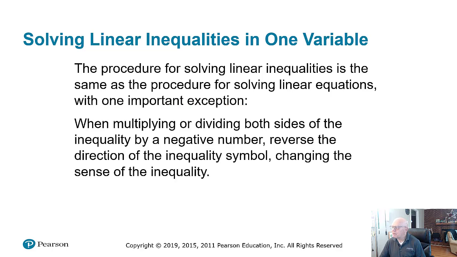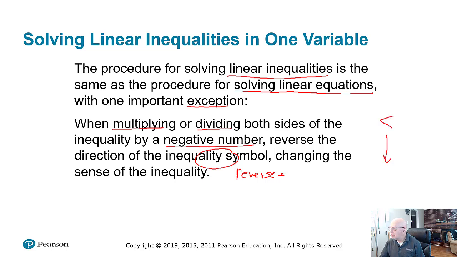What's that exception? We're going to solve these linear inequalities like we're solving linear equations, except if you multiply or divide both sides by a negative number, the inequality reverses. Negative number being multiplied or divided on both sides. Of course, we do it on both sides. Negative number, reverse that inequality. So this becomes that. This becomes that. It's as simple as that.